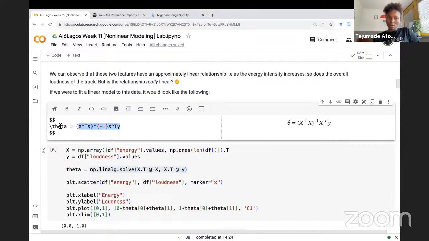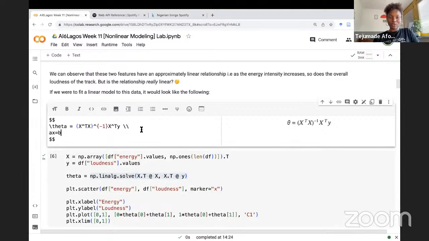There are different ways to solve this problem. But there is a very handy function in NumPy called linear algebra solver. That function solves any system of linear equations that can be written in the form Ax equals B.